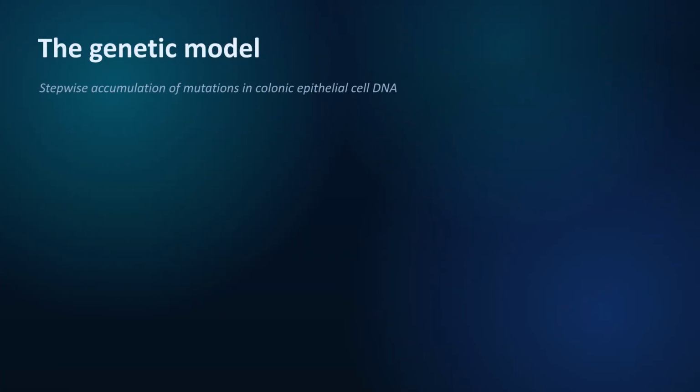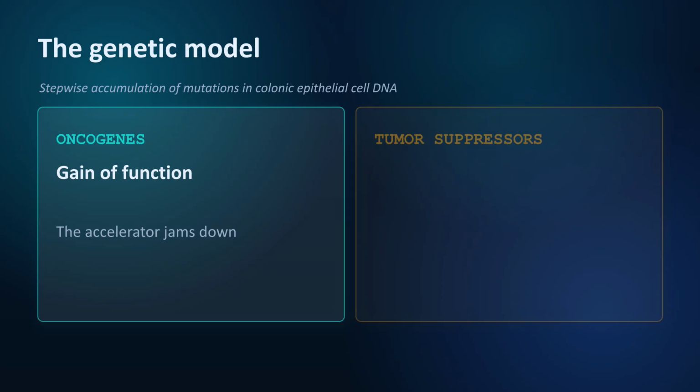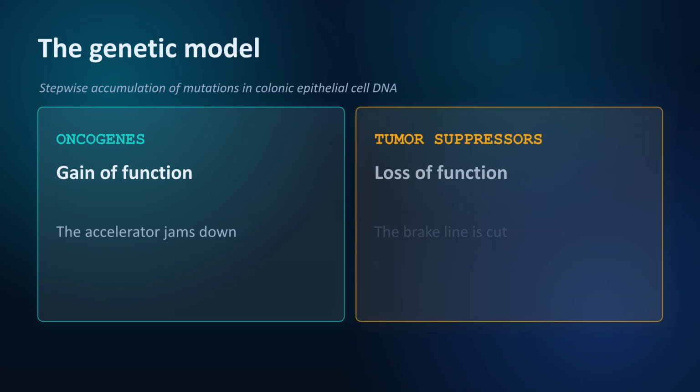Now the biology. Colorectal cancer does not appear in one step. It is the accumulation of mutations in the DNA of colonic epithelial cells over many years. Those mutations hit two different families of genes. Oncogenes are the accelerators of cell division. A gain-of-function mutation jams that accelerator down. Tumor suppressor genes are the brakes. A loss-of-function mutation cuts the brake line.